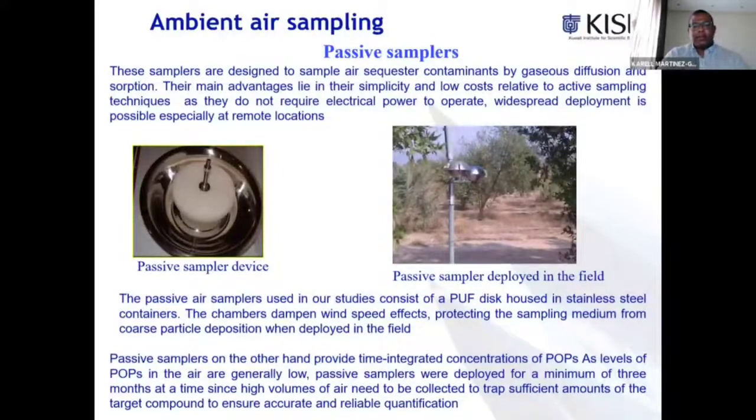These chambers dampen wind speed effects, protecting the sample media from the deposition of coarse particles. These samplers also provide a time-integrated concentration of POPs. This is different from the active sampler, which we normally deploy for only 24 hours, and we get from it a kind of snapshot of the concentration at that moment. But with the passive samplers, we get integrated concentration information about what's going on in a period of time, that is normally 3 months.